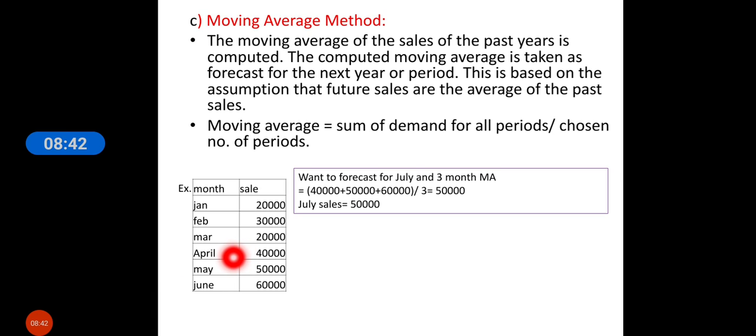And if you want to forecast the demand for July and you are taking a 3-month moving average, then means just preceding the July, June, May, April sales divided by the 3, because we are taking 3 as the moving average. Okay, 3 months as a moving average. Whatever average you get, that is just the forecasted demand for July. Basically, we use moving average to give smoothness or to show the trend in the data.